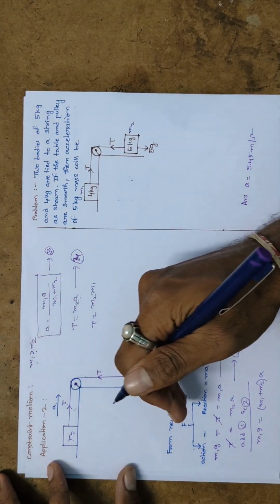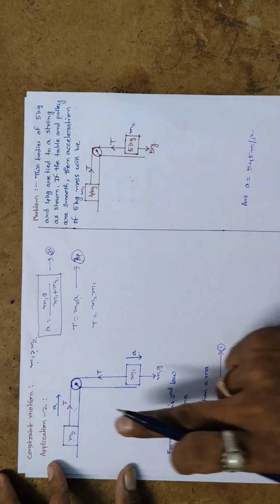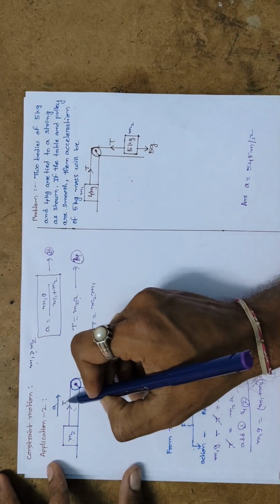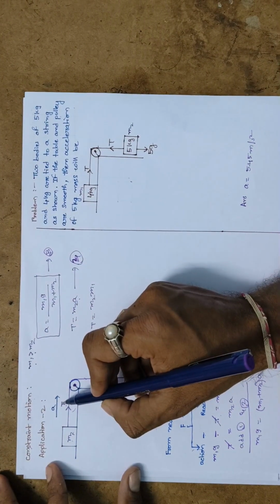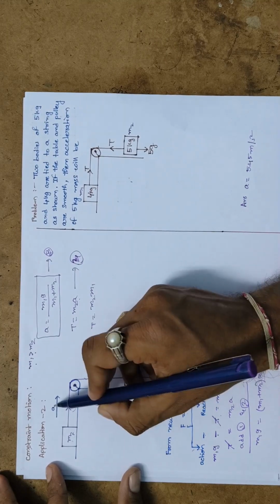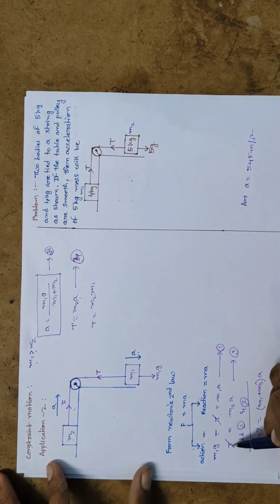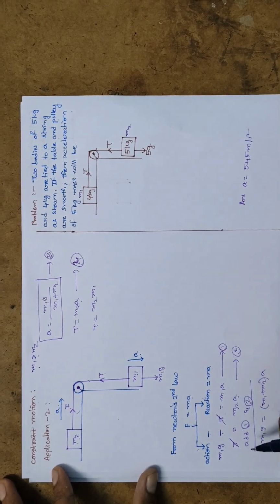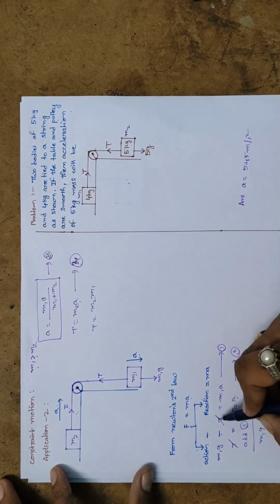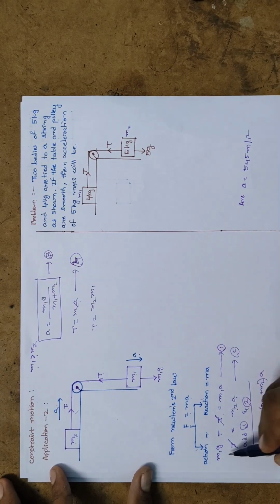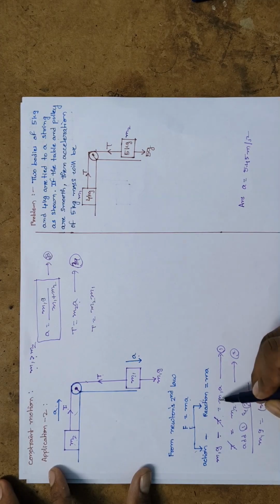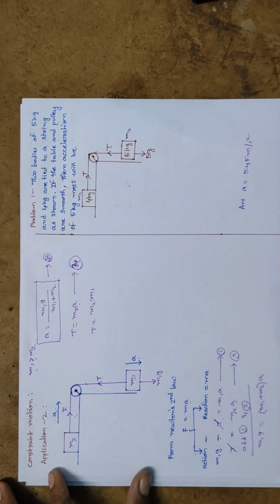Due to the first body coming downward, the second body always moves in the horizontal direction with some tension force, right? So here the tension force is equal to mass into acceleration. That's why T is equal to M2A. Now add equation 1 and 2, minus T plus T cancels. What is the remaining here? M1G is equal to M1 plus M2 into A.